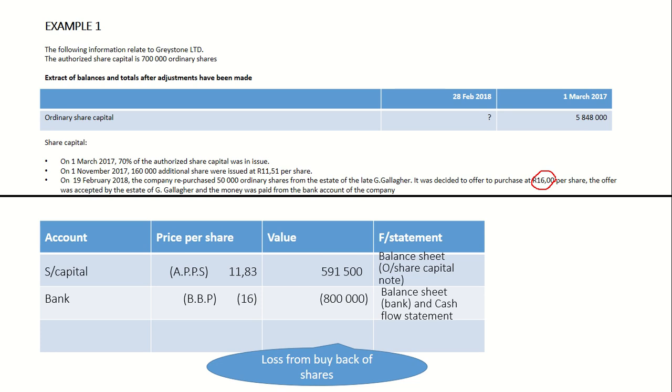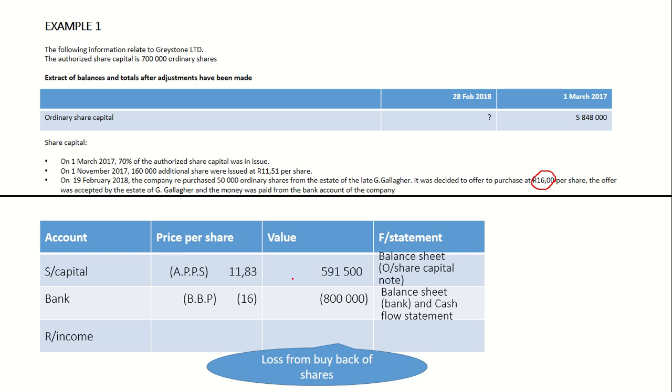Another account, so from the buyback, only three accounts will be affected. It is the share capital, which will be affected at original price, and bank, which will be affected at the buyback price. The last account will be retained income. Retained income tells us whether, as the company, you're looking at it from the company's perspective, have we made a loss or have we made a profit? Please note, I said APPS represents what the shareholders paid for the shares. These shareholders, for 50,000 shares, they paid 591,500, which is just 11 rand 83 cents per share.